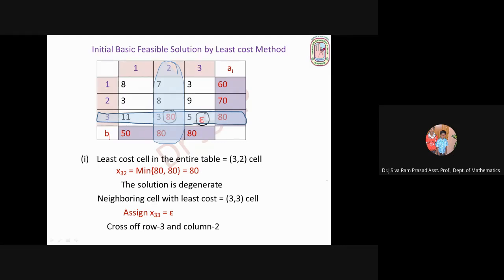Now, what is the reduced transportation table? We have to delete the second column and third row. So the reduced transportation table is the first column and third column, and the first row and second row. This is the reduced transportation table. So repeat the same process for that.